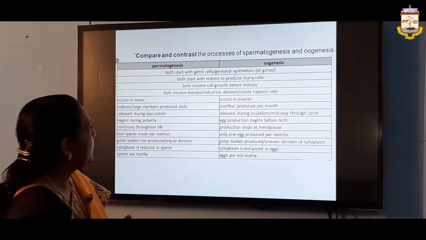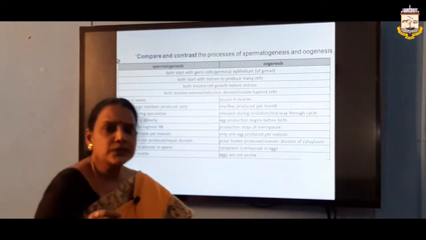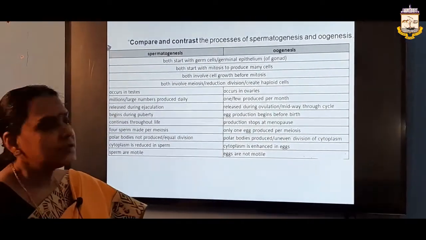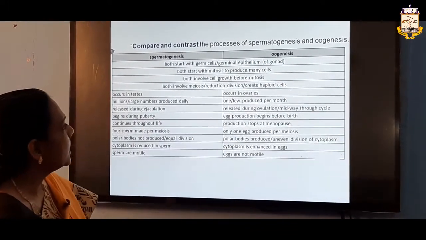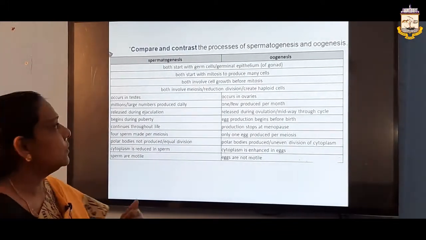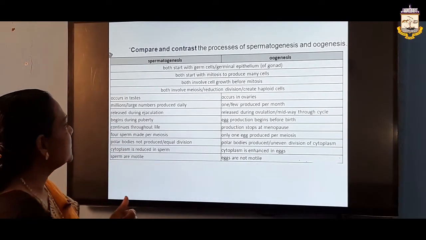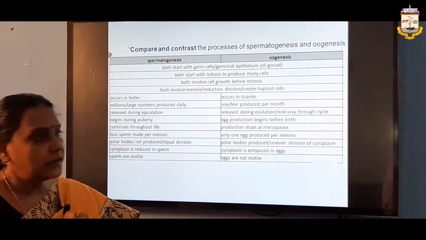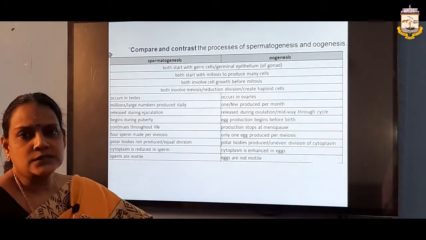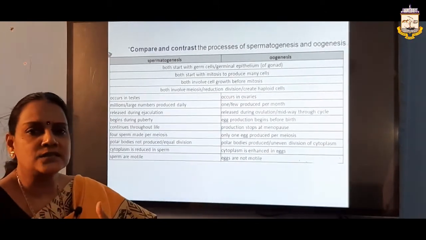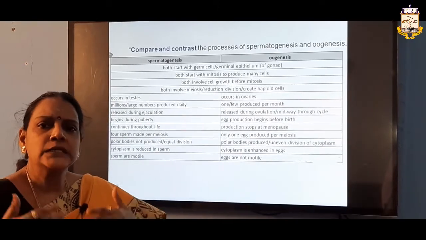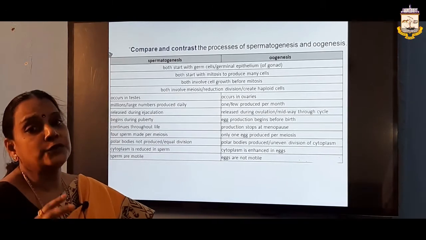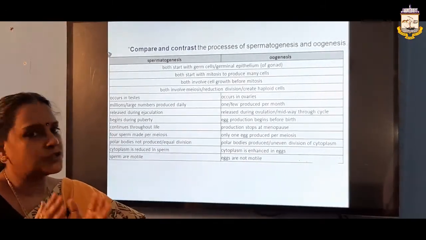Okay, the next one. Just for the children's sake, I have given this compare and contrast of spermatogenesis and oogenesis. Here, children, you see the difference and the comparison. First, the comparison. Both start with the germ cells and germinal epithelium of the gonad. That is point number 1. Next, they start with mitosis. The first process is mitosis. They produce so many cells. One will divide into 2, 2 to 4, 4 to 16, 64. Like that, it keeps on producing as many cells. And both involve cell growth before mitosis. The growth is done before mitosis, not after that.